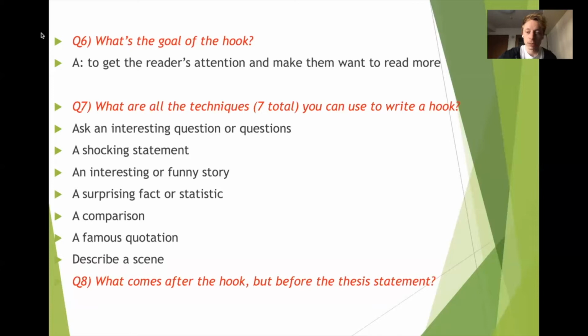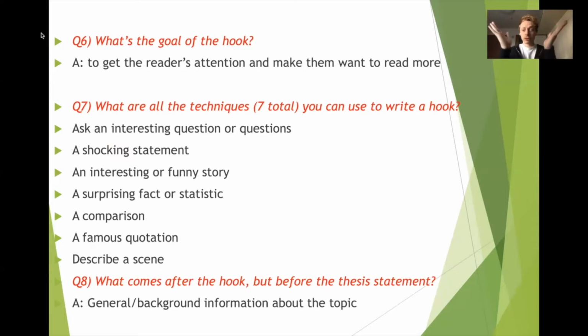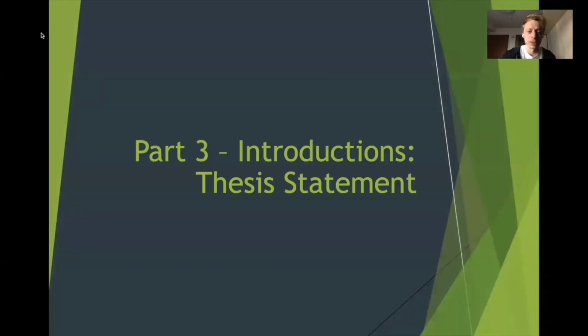What comes after the hook, before the thesis statement? This one usually catches out a lot of people in this quiz. So maybe memorize this one. Okay, remember we talked about the funnel. It's a very popular way of writing an intro paragraph. We start with the hook, and then we go to the general or background information about the topic. Don't forget that. So it's hook, general background information, thesis, in a kind of inverted triangle or a funnel, funneling down to the thesis. Okay, but before the thesis, after the hook, is the background information about the topic.